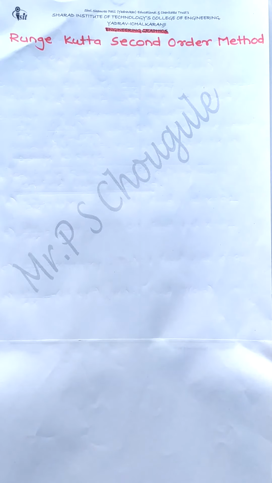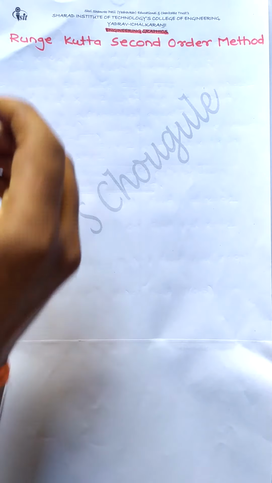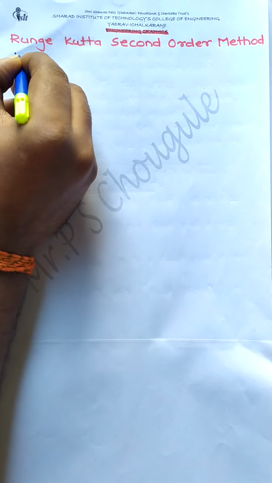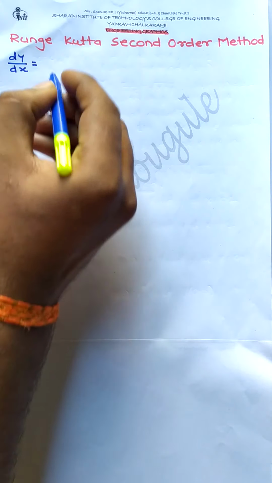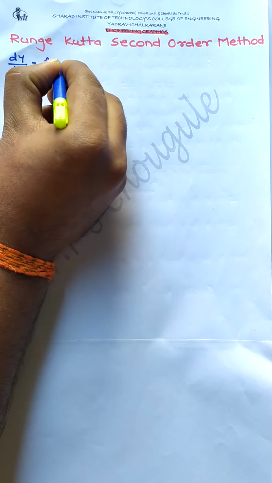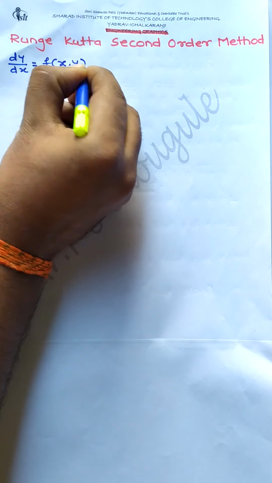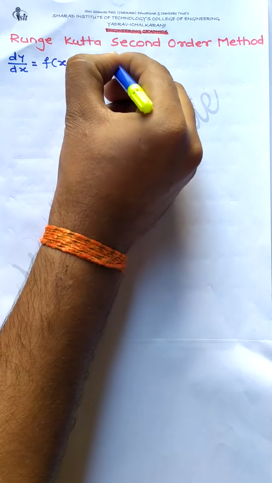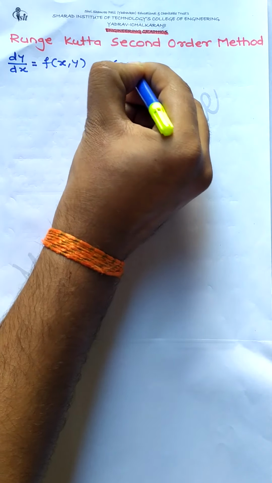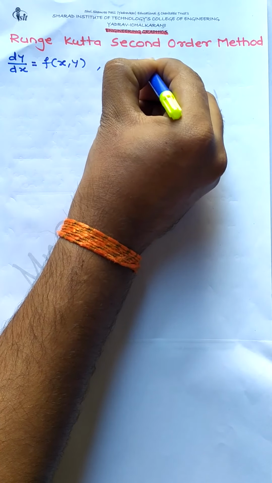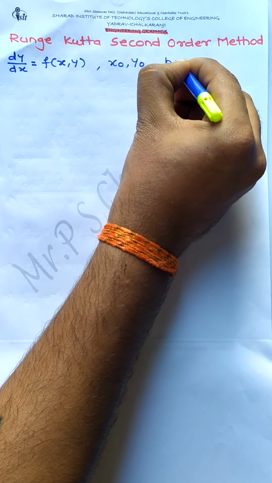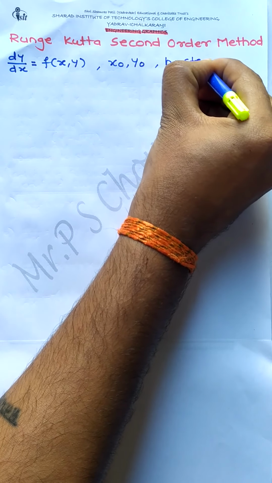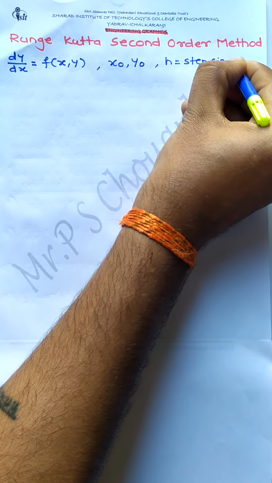Today we will discuss the Runge-Kutta second order method. In that, the example will be given in this form: dy upon dx is equal to f of x, y, and the initial condition, that means the values of x0 and y0, they have given, and along with that they may have given the step size. h is the step size.